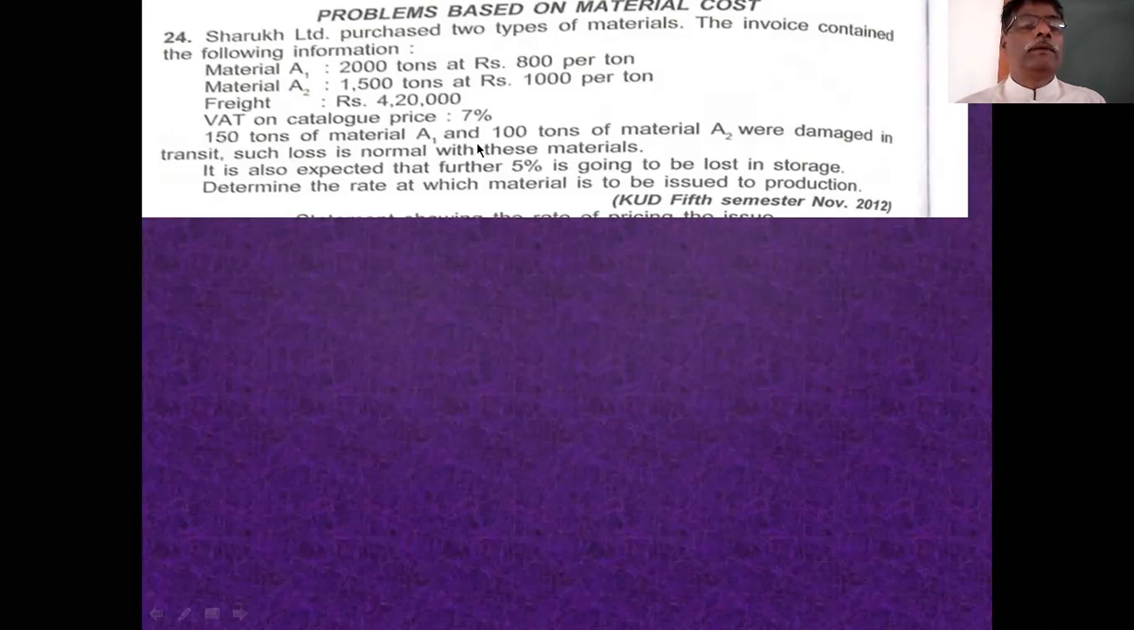Then 150 tons of A1, 100 tons of A2 material were damaged in the transit. Okay. So there is a reduction in the quantity. Then after that 5% further loss is to be borne in the storage. During transit, actual loss is given, and after bringing to the storage, there is a loss due to deterioration or shrinkage or any other reason. That is 5%. Then they ask to calculate the issue price.